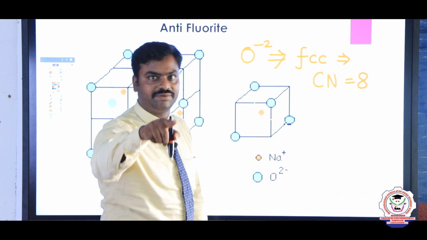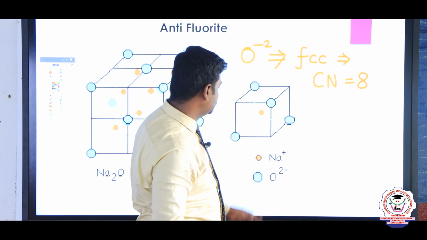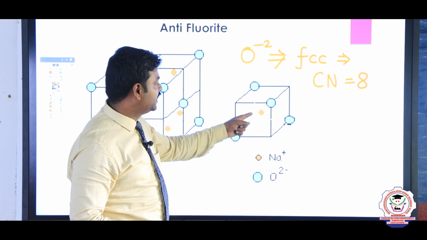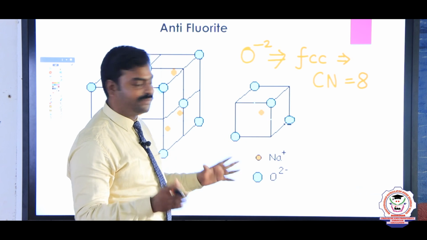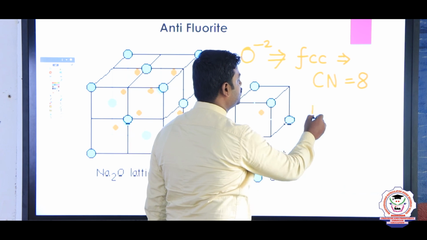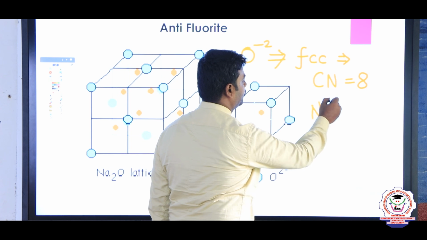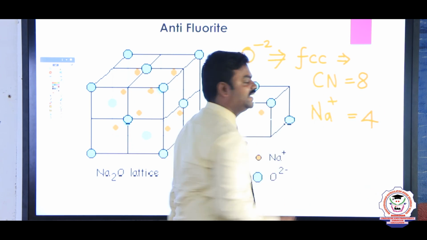What about the positive ion, sodium plus? They are occupying the tetrahedral void. Here it is clearly given that Na plus occupies the tetrahedral void. The tetrahedral void is formed because of the oxide ions. So the coordination number of sodium plus is equal to 4. So it is changing.